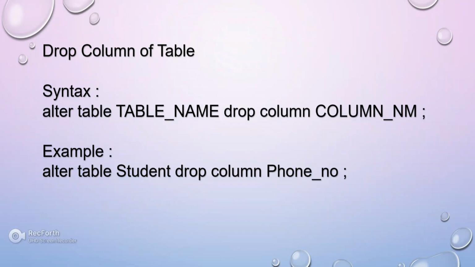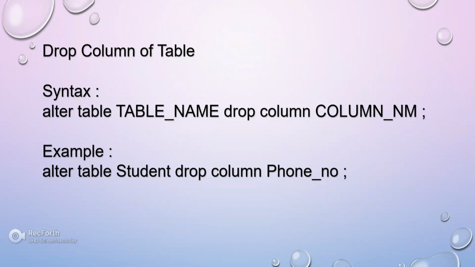Then drop column of a table. Suppose now we created the phone number column. We want to drop this column from the student table. Then syntax is alter table, then table name. Here table name is student. Then drop column. Here column is a keyword. We have to compulsorily write the column keyword here.